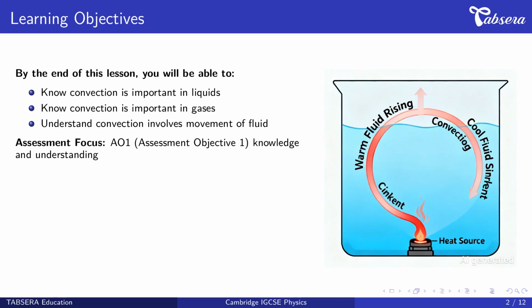By the end of this lesson, you will be able to know convection is important in liquids. This means understanding how heat transfers through water and other liquid substances. Know convection is important in gases. This covers heat transfer through air and other gaseous materials. Understand convection involves movement of fluid. This is the key principle that distinguishes convection from conduction and radiation. These objectives target Assessment Objective 1, which focuses on scientific knowledge and understanding.